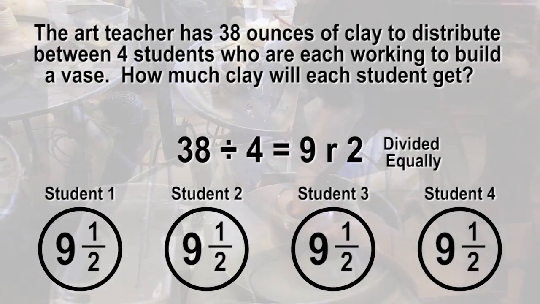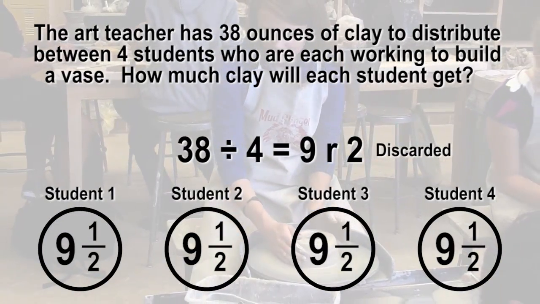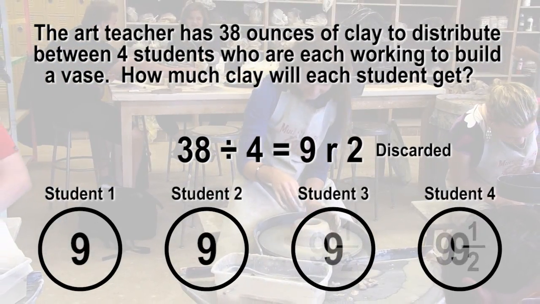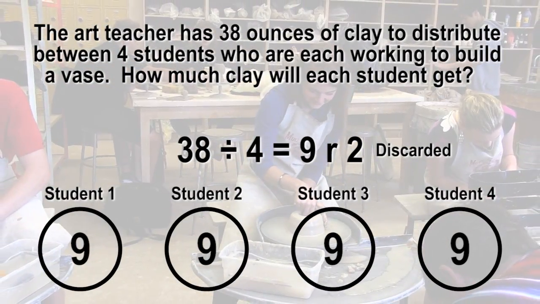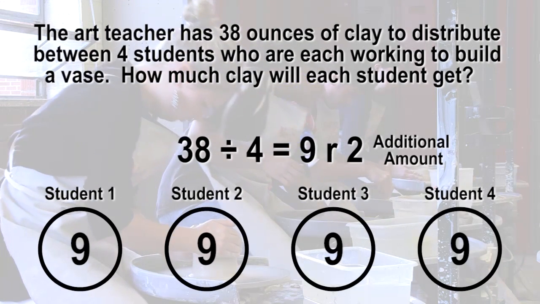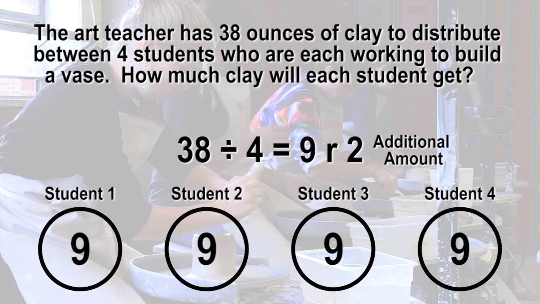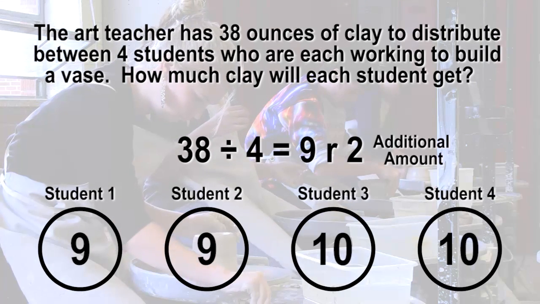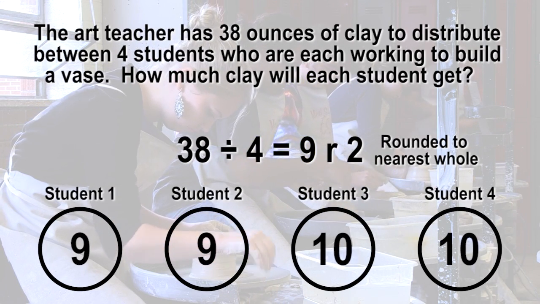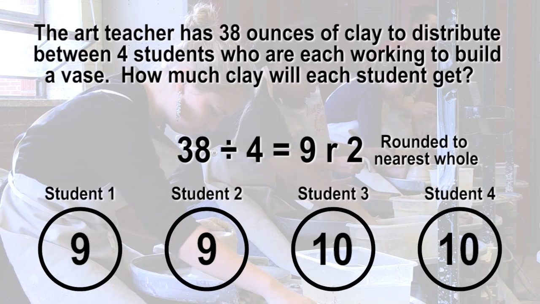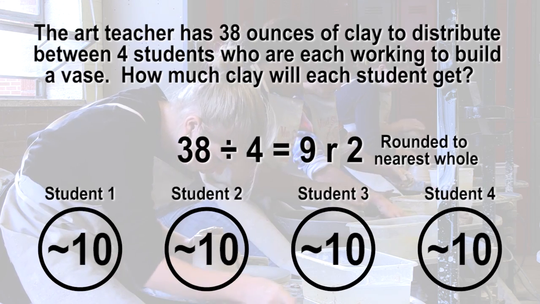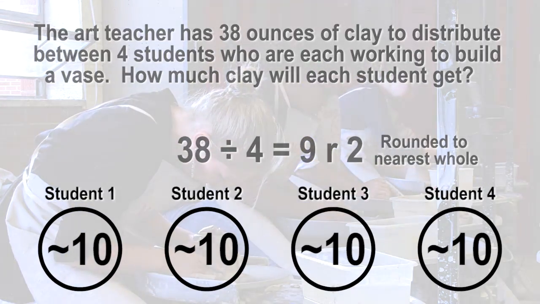The remaining clay could be discarded. If not needed for another project, each student would get 9 ounces of clay. 1 or more students may get an additional amount of clay. For example, 2 students may get 9 ounces and 2 students may get 10 ounces. The quotient may be rounded to the nearest whole number, and an approximation could be used. Each student may get approximately 10 ounces of clay with none left over.